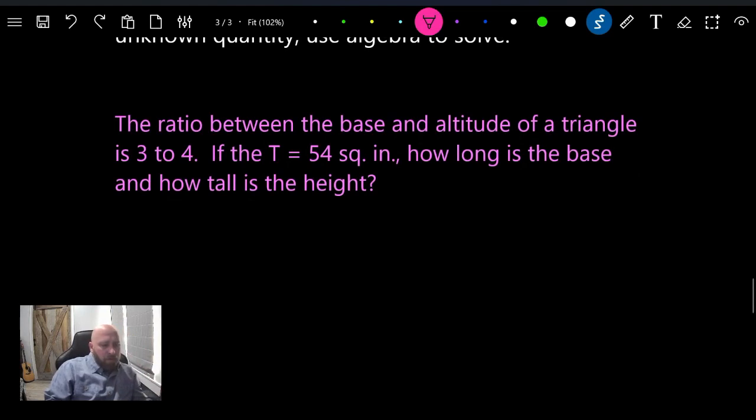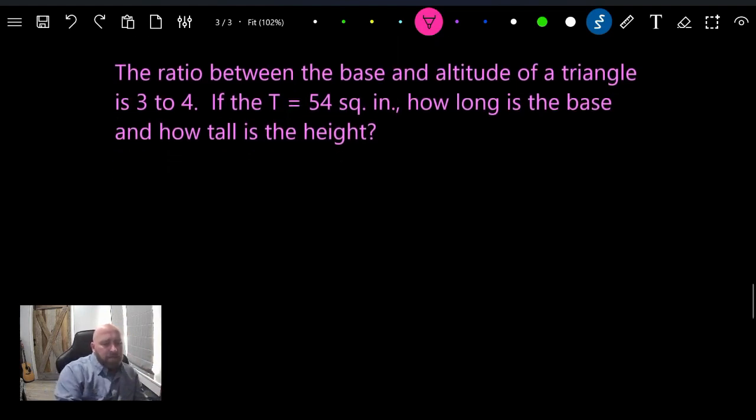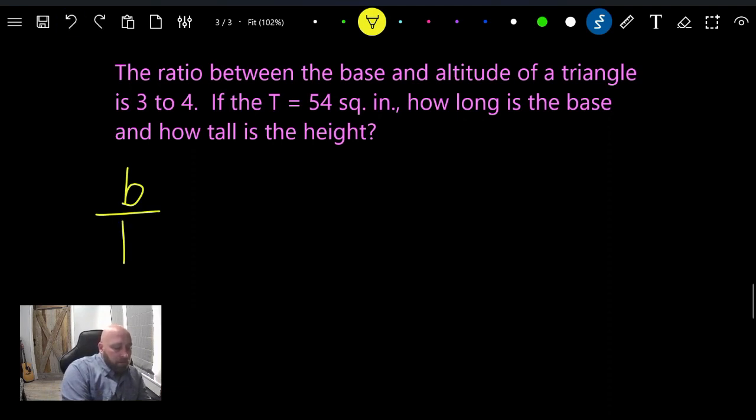So here we have a problem right here, and it says the ratio between the base and the altitude of a triangle is 3 to 4. So we could put the base over the altitude. Okay, and that is 3 to 4. So in other words, that's a proportion. So those two things are equal to each other.